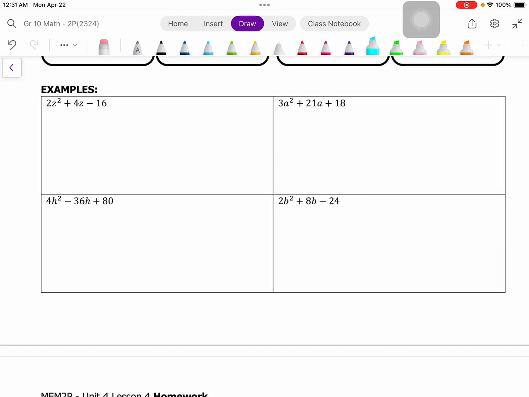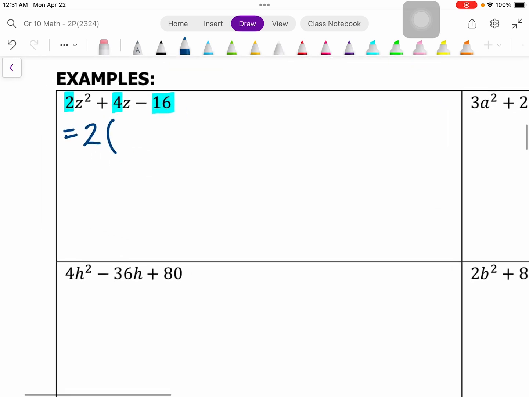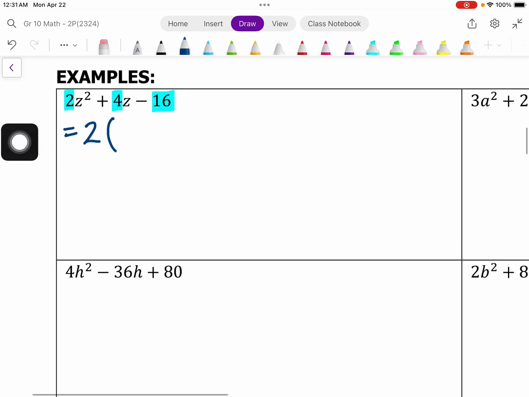So the first thing we're looking at, we have a 2, a 4, and a 16. Now the greatest common factor there is 2. So first thing I'm going to do is I'm going to factor a 2 out. So inside my bracket, I'm going to write what is left. So I have 2z squared divided by 2. That's going to leave me with z squared. Then I have a positive 4z divided by 2. That's a positive 2z. And then I have a negative 16 divided by 2, which is negative 8.